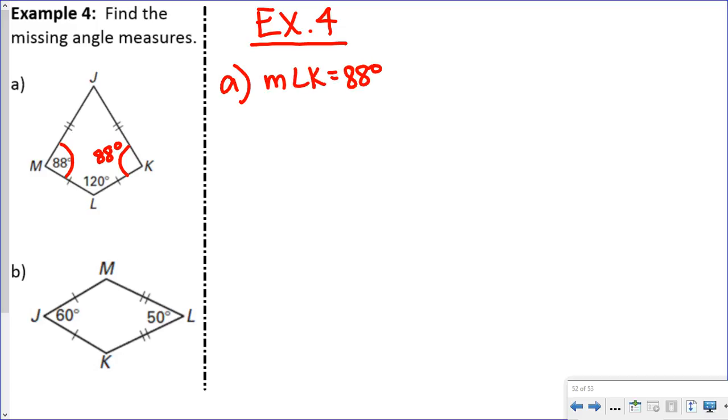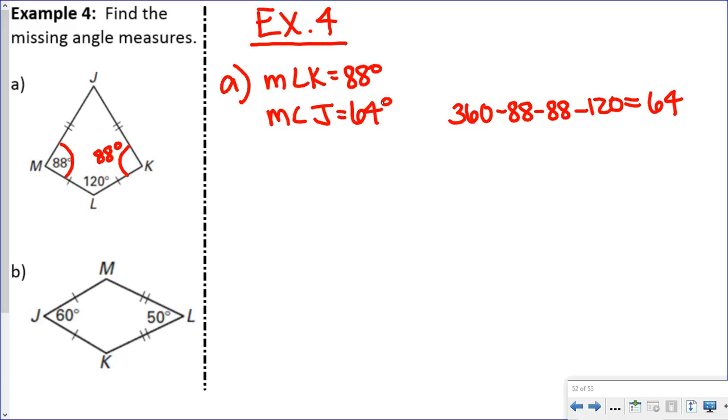Now, how am I going to figure out the measure of angle J? How many degrees does this quadrilateral have to add up to? Right, 360, and then subtract off the 88 and the 120. And what does that leave us? 64. So the measure of angle J is 64 degrees. Okay, so you try B. Go ahead and pause it, and I want you to try it, and then we'll come back together.